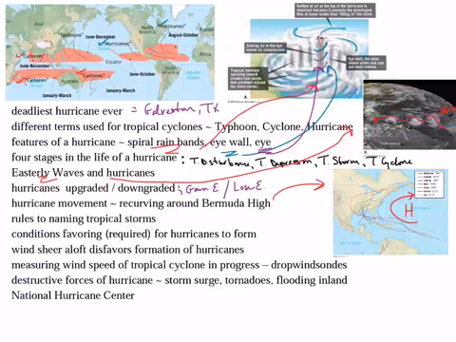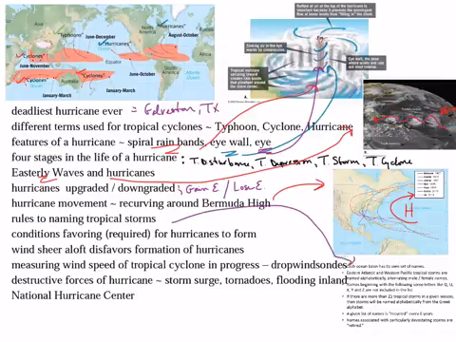Of course, we call that recurving. Let's see what else. Oh, rules for naming your tropical storms. Remember, of the 4 stages of a hurricane, the third one, tropical storm, goes ahead and gets a name. So I'll just hit the highlights of this.